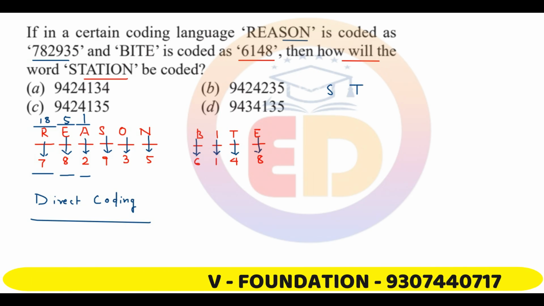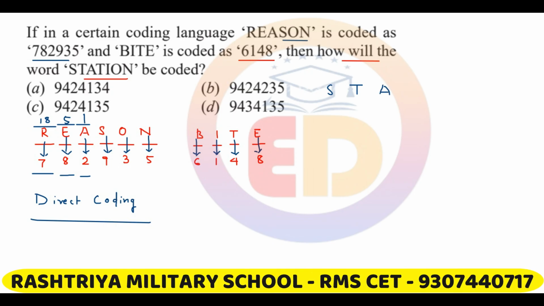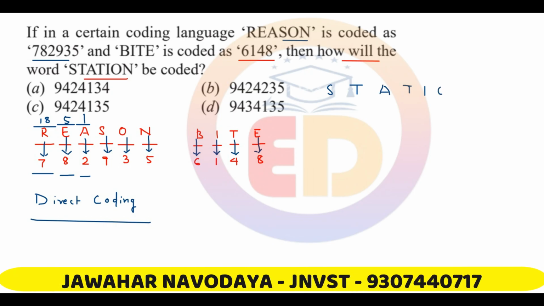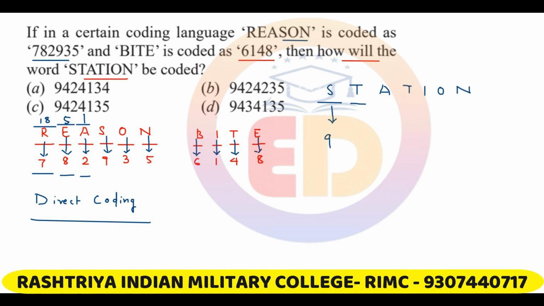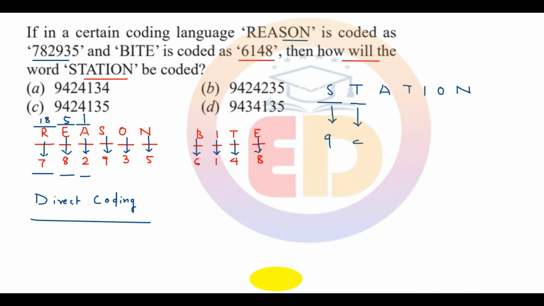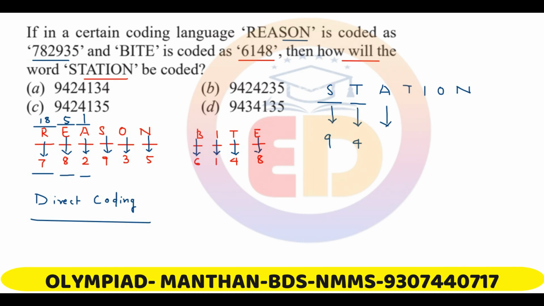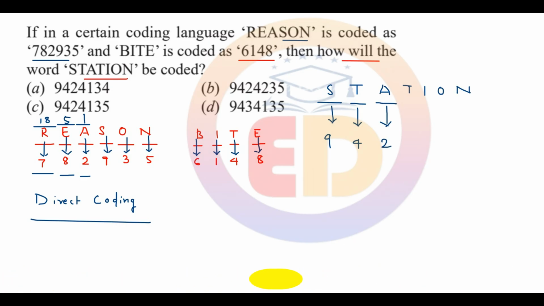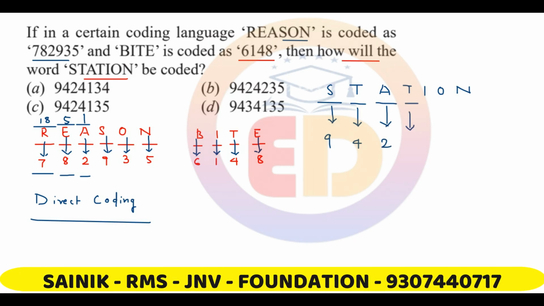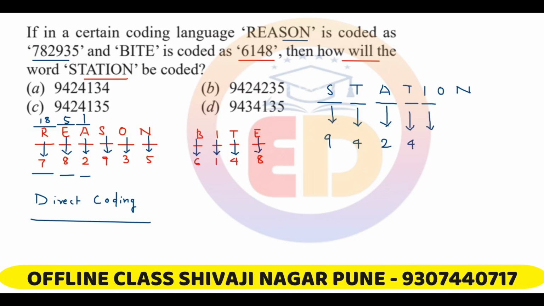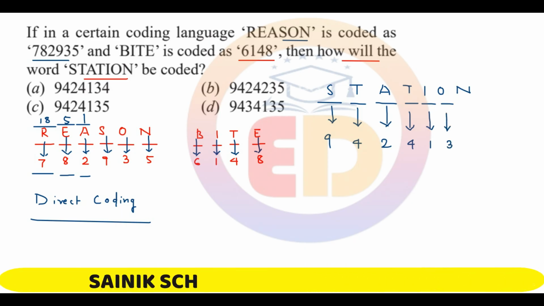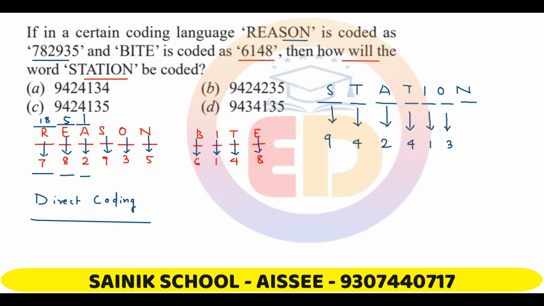So there's no +1, -1, there's no alphabetical order. We just have to go by the direct substitution. So the code for S will be taken from here, it is 9. The code for T will be 4. The code for A will be 2. The code for T will be 4. The code for I will be 1. The code for O will be 3. The code for N will be 5.